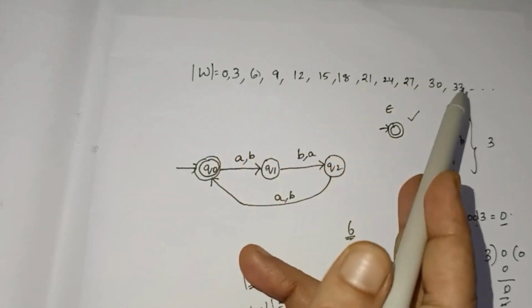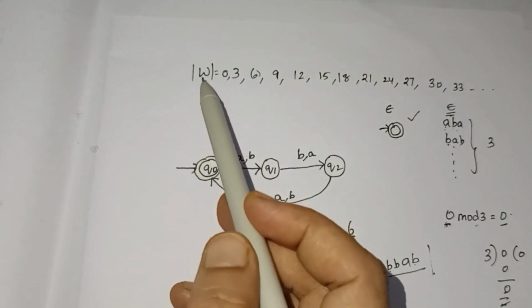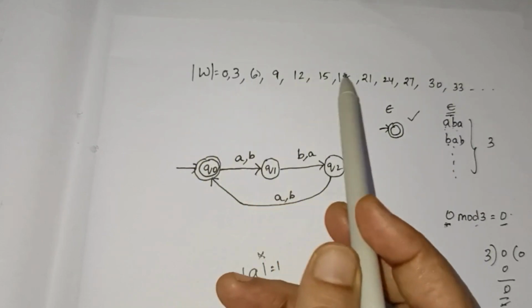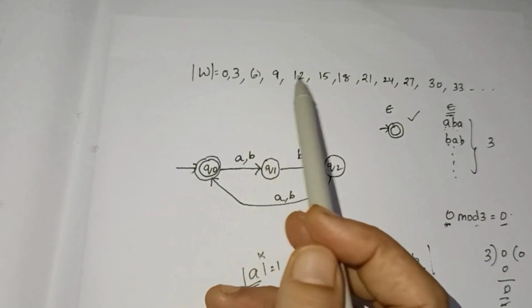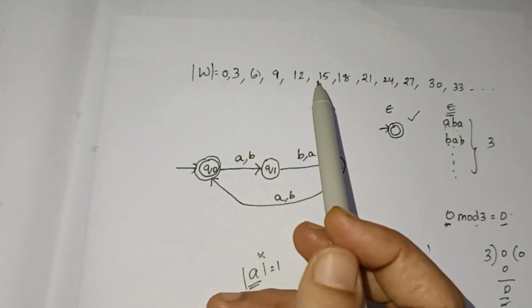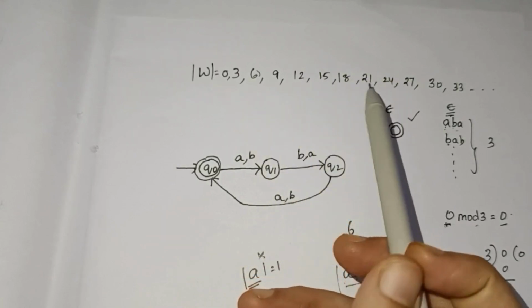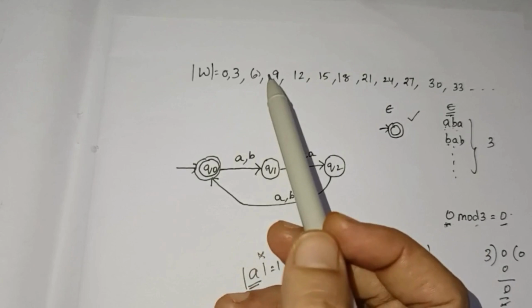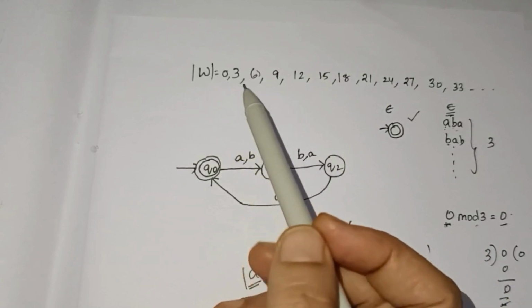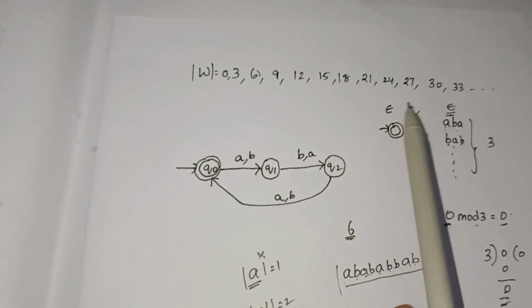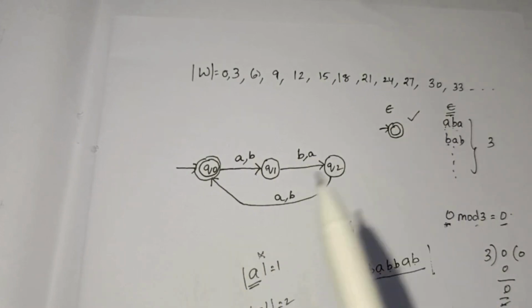If you take the length mod 3, we get remainder 0 for all these numbers. For other numbers, we will get remainder 1 or 2, we will not get 0. Other than multiples of 3, we will not get the remainder as 0. So the logic of this particular question is understood and we have designed the DFA.